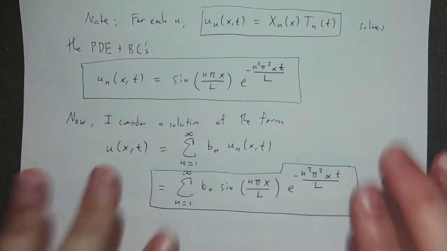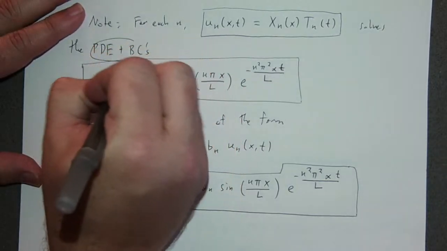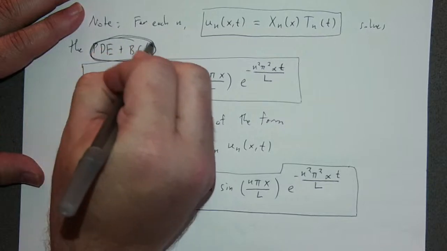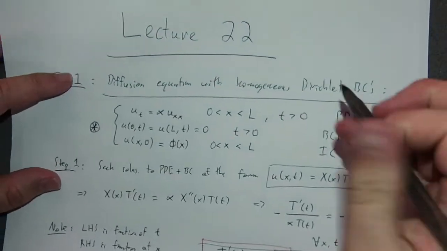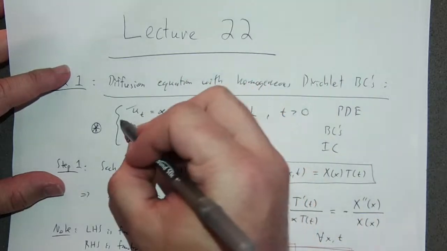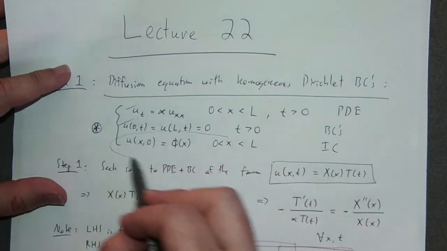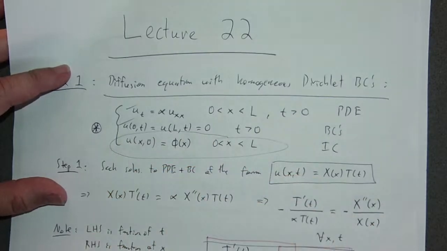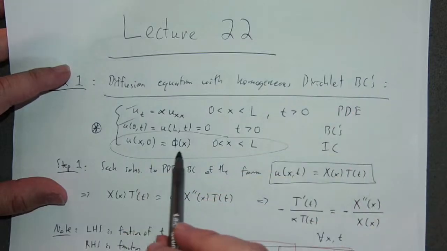Because what have I done so far? I have to be very careful here. I've solved PDE plus boundary conditions. So going back to my original problem, I have found solutions. I've found things that solve this, and I found things that solve this, right? But the question is, can I find something that simultaneously solves the PDE, the boundary conditions, and the initial condition for this generic function phi?